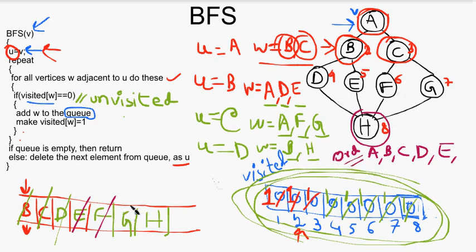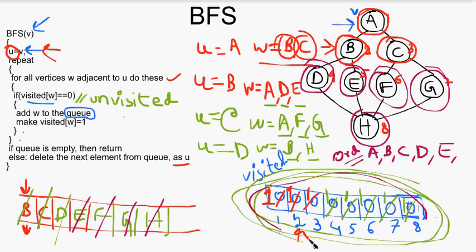And then once F is popped out, we pop out G. Again, both the neighbors of G are already visited, so there's no point. Again, we go to H. All the neighbors of H are already visited according to this vertices array. And finally once everything is popped out, we find that the queue is empty. So this is the first time this if condition works, and we return.